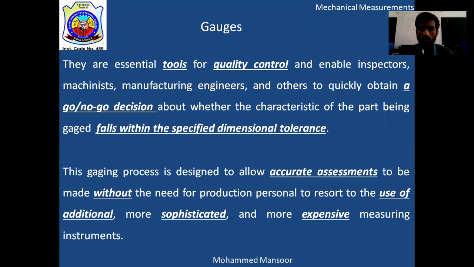The gauging process is designed to allow accurate assessment. The gauges are involved in the process where the accurate assessment is done, where we will not use any additional, more sophisticated, or expensive measuring instruments. We'll never use that type of sophisticated instrument or process for bulk components.